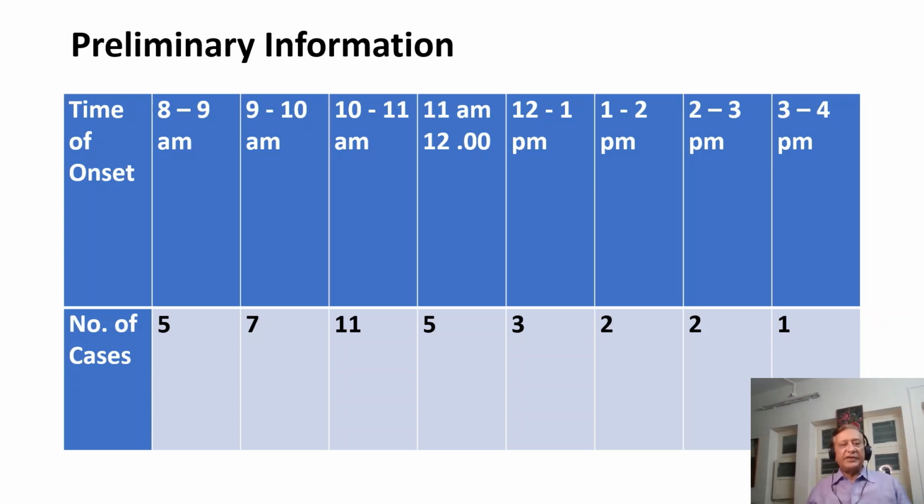It is seen that between 8 to 9 a.m. there were 5 cases, which rose to 7 in the hourly period 9 to 10. The maximum number of cases, that is 11, happened between 10 to 11 a.m. Then there was a sustained decline, and by the time it was 3 p.m., only one case happened.